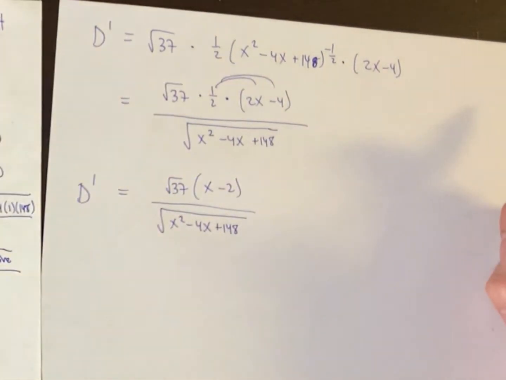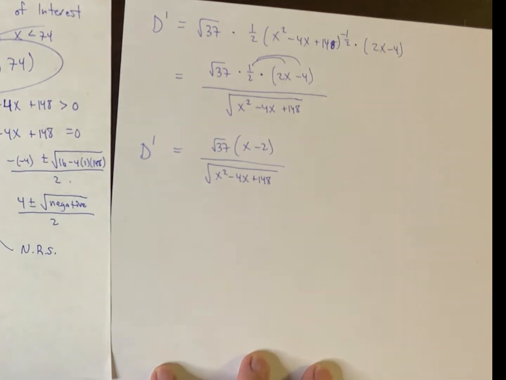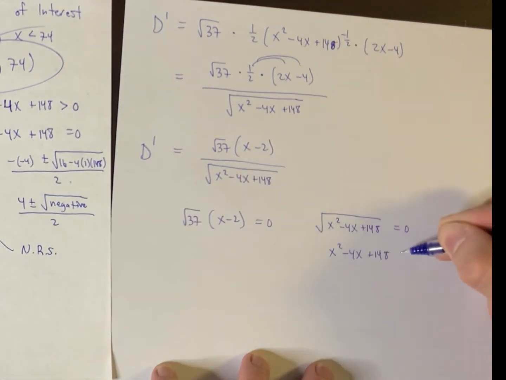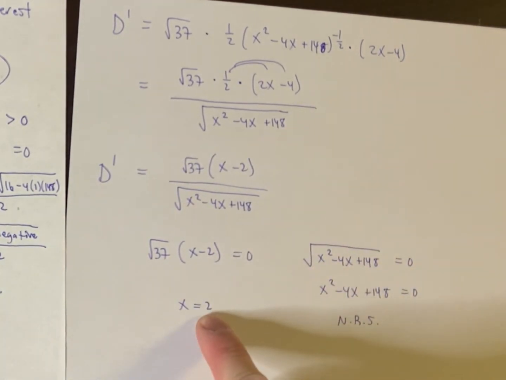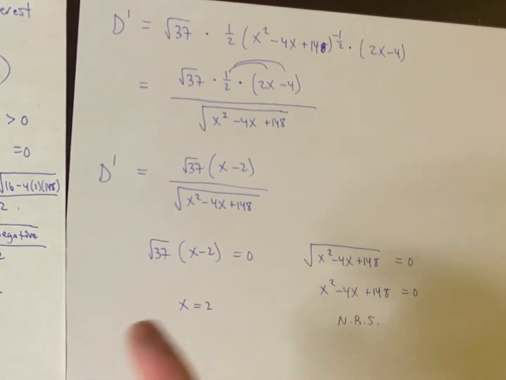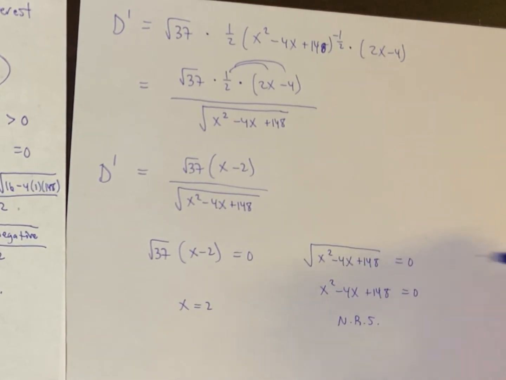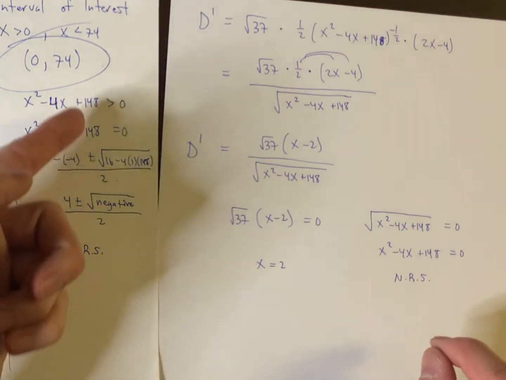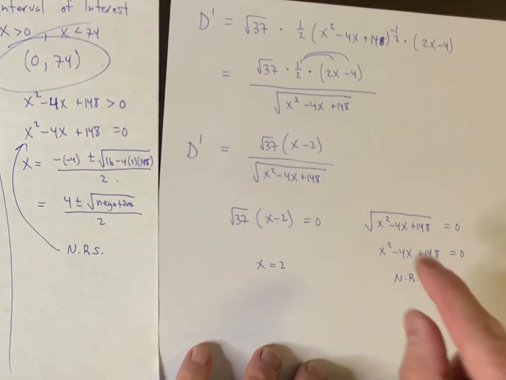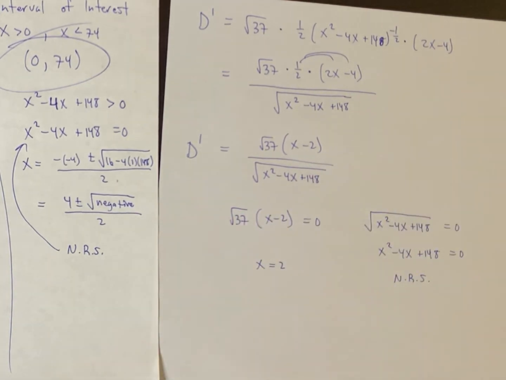Now let's find the critical numbers by setting the top and bottom independently equal to 0. So I let the top equal 0, and I got 2. So 2 is a critical number of D. And then I let the bottom equal 0. I squared both sides. That's how I got rid of the square root. But then recall that this equation has no real solution because we did that earlier in the video with the quadratic formula. So the only critical number here is 2. It's the only critical number we have.